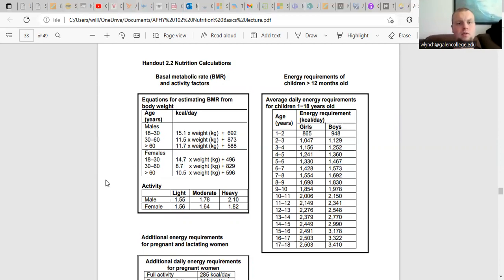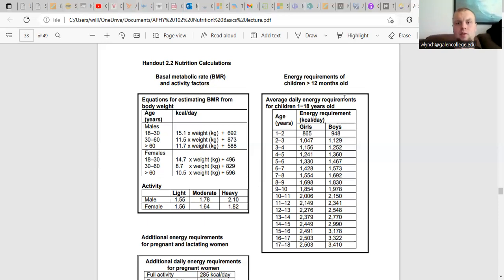Then if we want to increase by activity level, if we're looking at a metabolic calculation that includes the amount of physical activity for the day, if we go from light to moderate to heavy, we go from anywhere from 50% to a 100% increase in that basal metabolic rate to get to your total caloric expenditure.